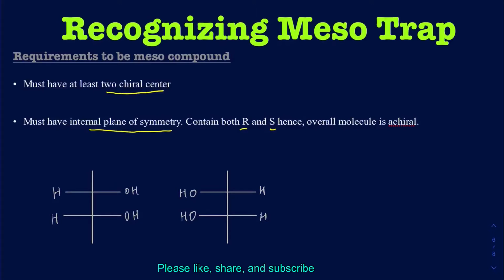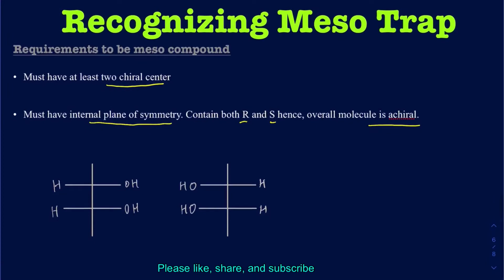So even though you have chiral centers in the molecule, you've got 50-50% R and S in there, so your overall molecule is going to be achiral, or another way of saying it, it's not going to rotate light into a particular plane. Let me take a few examples here just to clarify things.